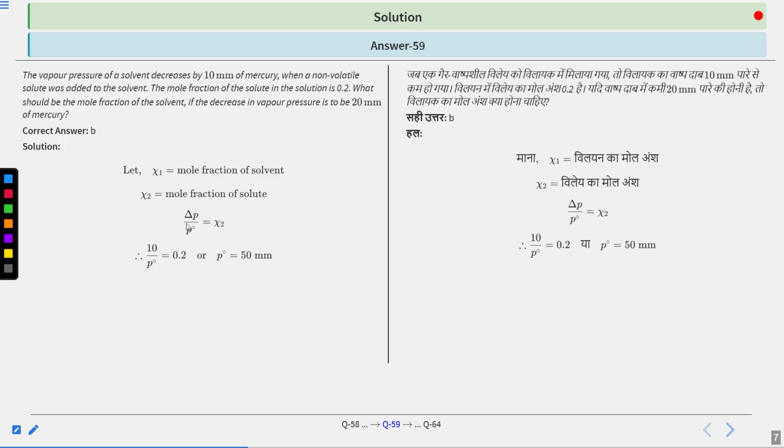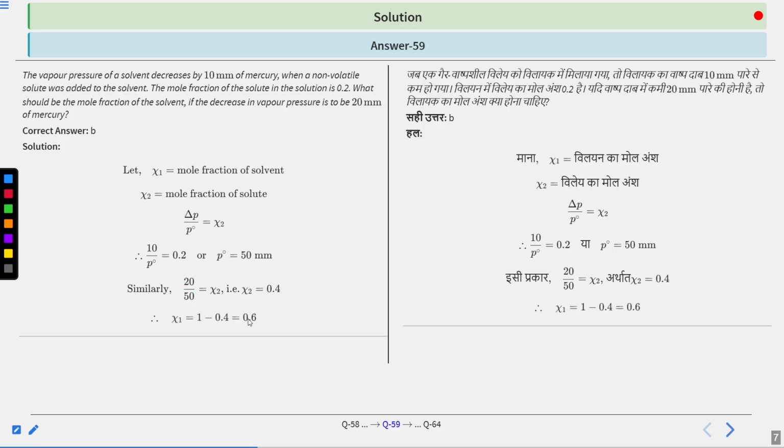In the first case, your delta P, that is your change in pressure, is 10 divided by the initial pressure, which is equal to the mole fraction of the solute, 0.2. That will give you your P naught for pure solvent, it is 50 mm Hg. Now for the second case, if we calculate the relative lowering, it will be 20 by 50. Clear? Which is equal to your mole fraction of the solute. If you calculate it further, you will get chi2 as 0.4.